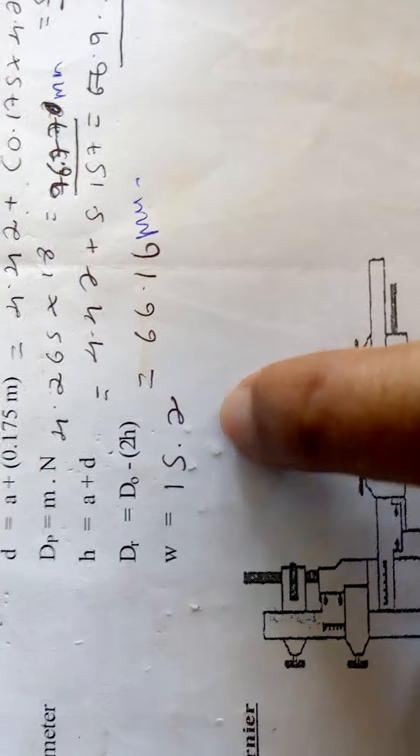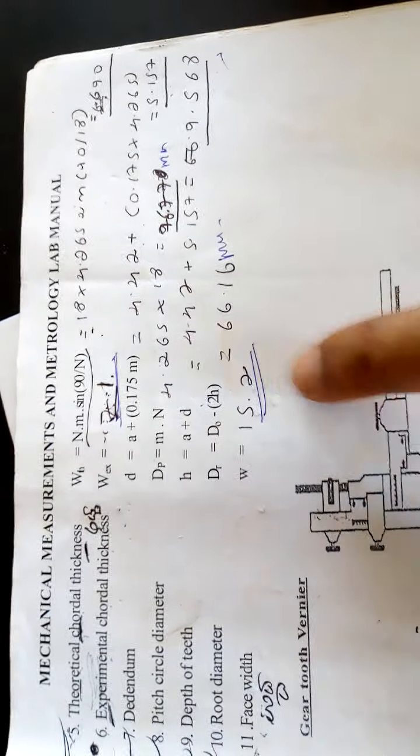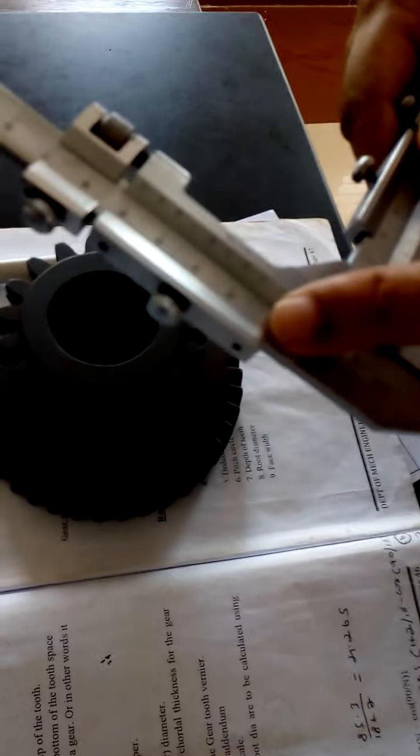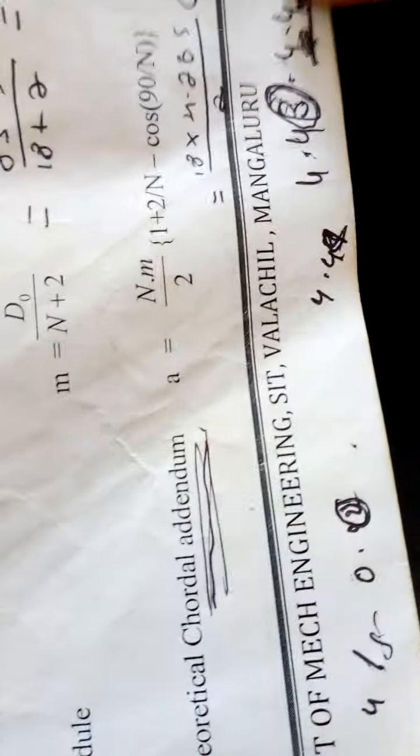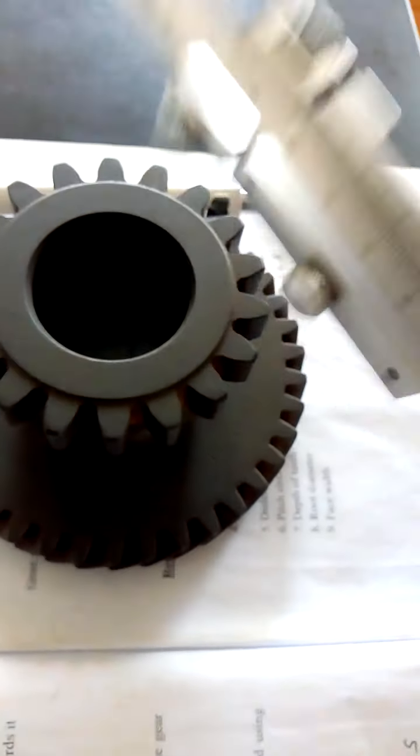Next, face width, you should identify. This is the experimental value; this value and this value are to be identified. Now you should set the theoretical chordal addendum value in this vernier scale.